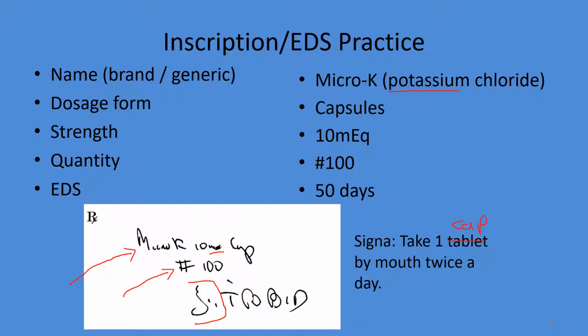Tablets or capsules? Oh, that's wrong then. So it should be capsule. Take 1 capsule by mouth twice a day. So let's double check EDS. We gave them 100, and they take how many in a day? 1 capsule. 2. 2. And then that gives you an EDS of 50. There you go. So they should come back in about a month and a half, almost 2 months.